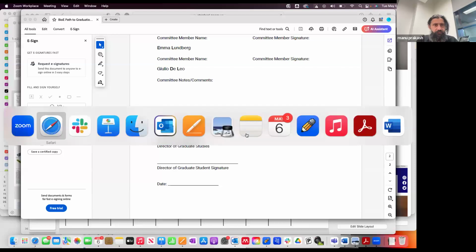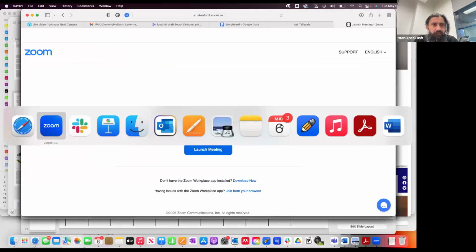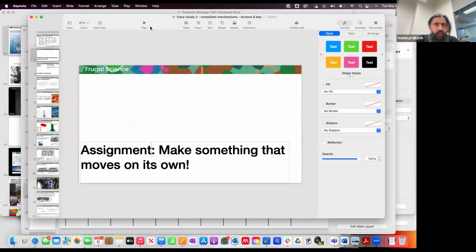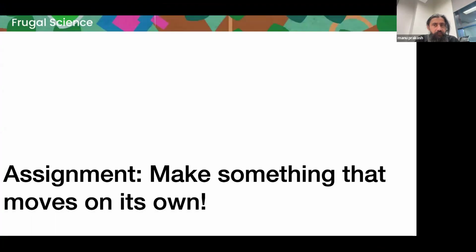I wanna talk briefly about compliant mechanisms and some of the mechanics threads. Share screen. Okay, so can you guys hear me? Thumbs up. Yes, you guys can see this.